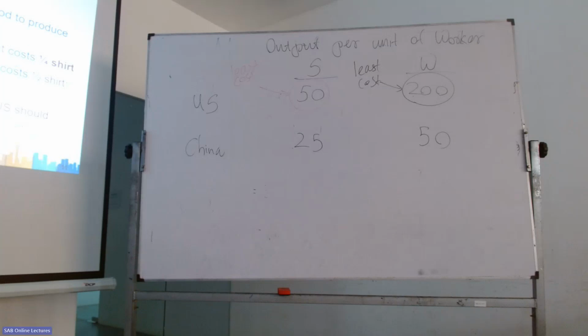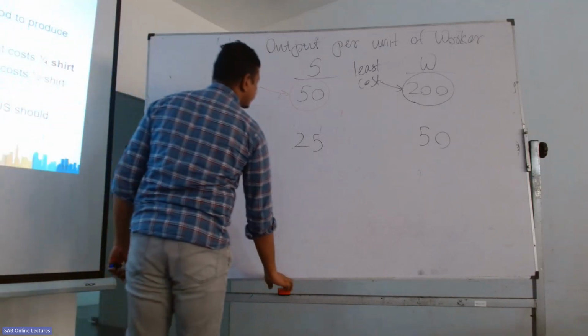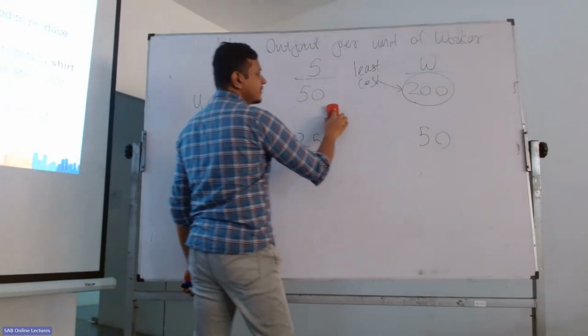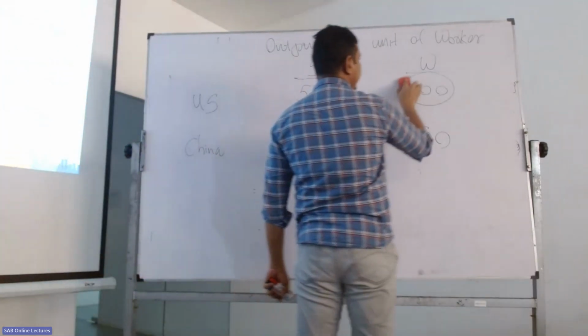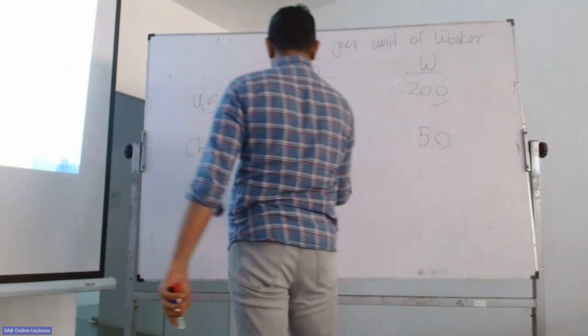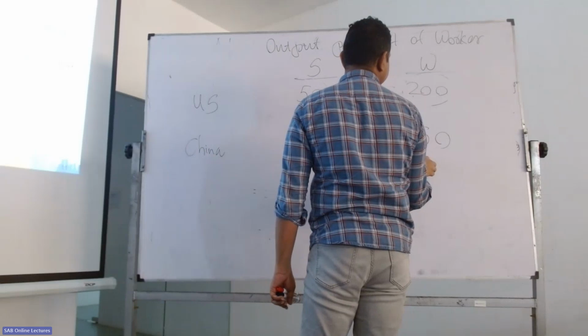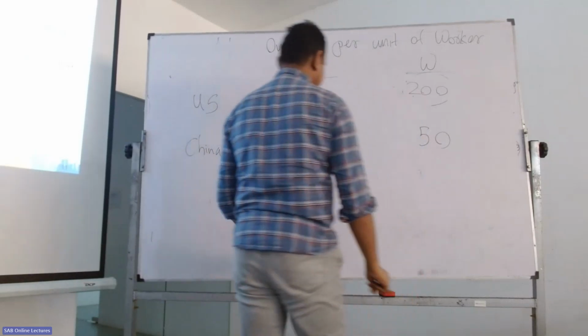So let's see. Absolute advantage was about least cost. Comparative advantage is about the least opportunity cost. So let's see how to calculate the opportunity cost of producing each commodity. What is the opportunity cost of producing one shirt in the US? What is the opportunity cost of producing one bushel of wheat in the US? What is the opportunity cost of producing one shirt in China? What is the opportunity cost of producing one bushel of wheat in China? So those are the values we are going to calculate.